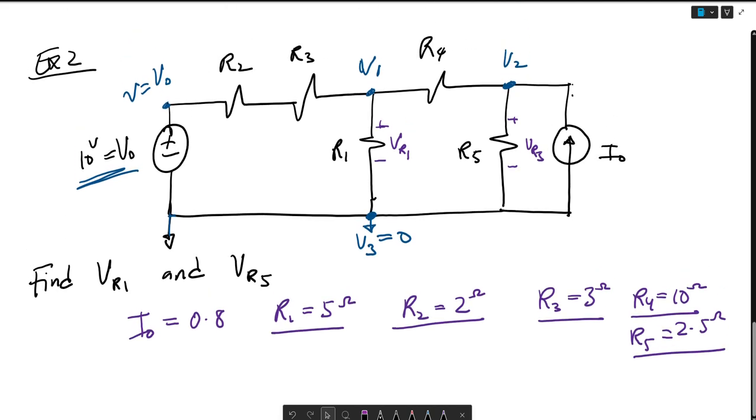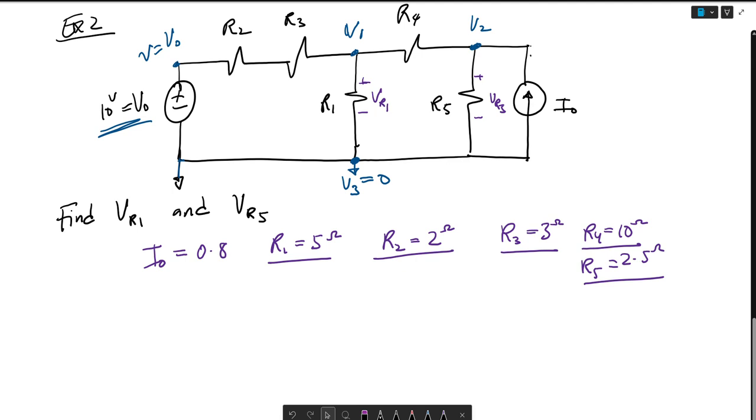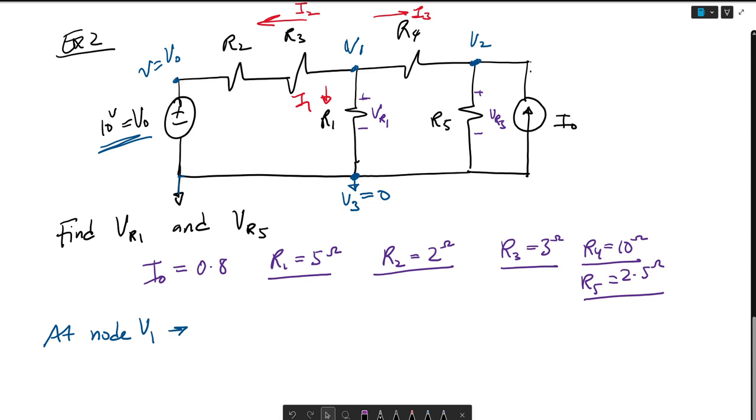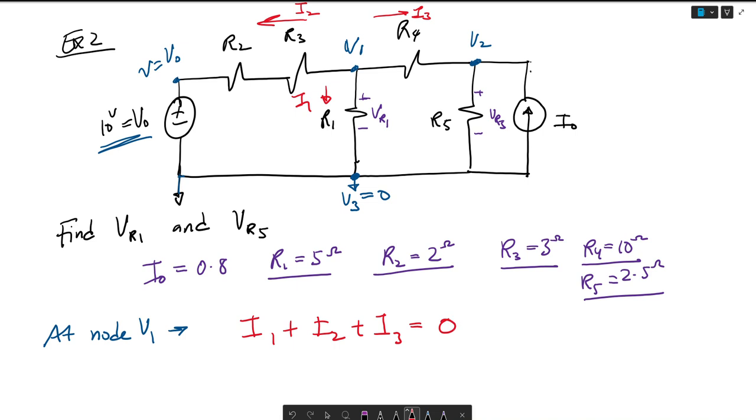So then we can write a nodal analysis for V1. Let me use a different color. We can say at node V1 that our currents are leaving the node. If you can imagine, this is I2, this going down is I1, and this coming is an I3. Again, these are just my labels. And I can say that I1 plus I2 plus I3 must equal 0.